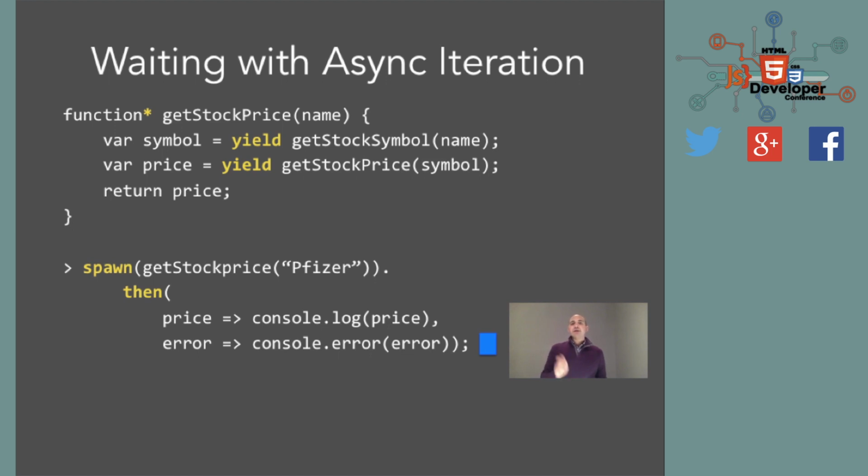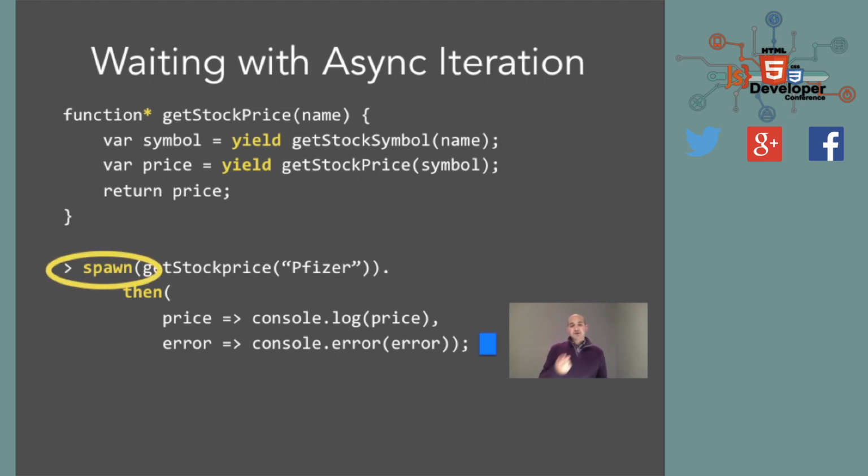So yield, although it looks like a statement like return, is actually an expression. And when you push a value into a generator that you get out of a generator function, the yield expression is actually replaced with that value. So once again, just as with iteration, we have a producer, which is the getStockPrice function we have here, and a consumer, which is this special spawn function, which I'll explain later. You pass a generator function to the spawn function, and the outcome is a promise of the eventual result.